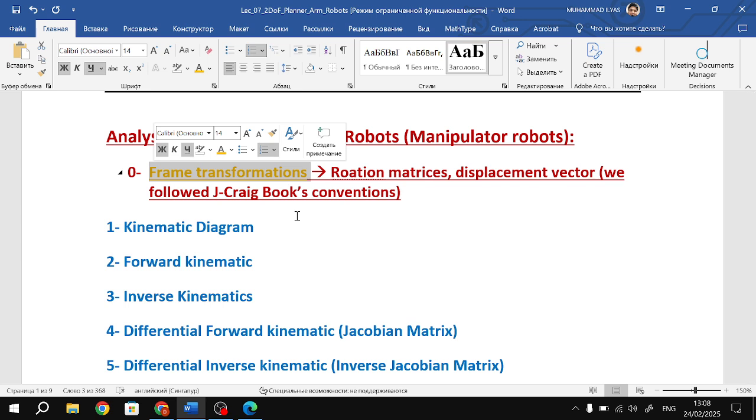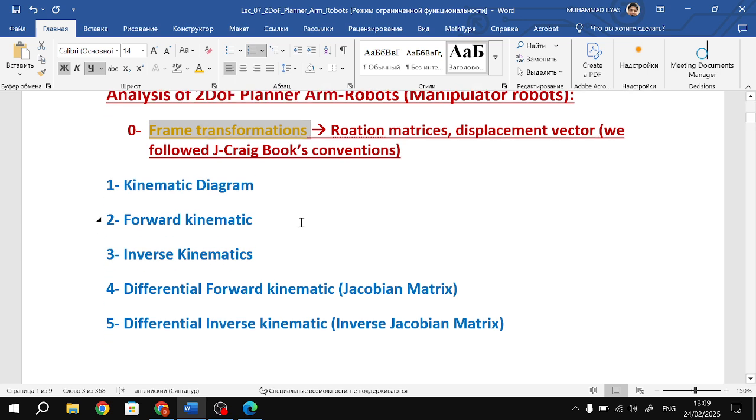After that, we studied how to derive the kinematic diagram for a 2 degree of freedom planar manipulator, and did some examples, and derived the forward kinematics and inverse kinematics for those examples. First we studied the 1 link manipulator, then the 2 link manipulator, and also the 3 link manipulators, both with revolute joints and prismatic joints.